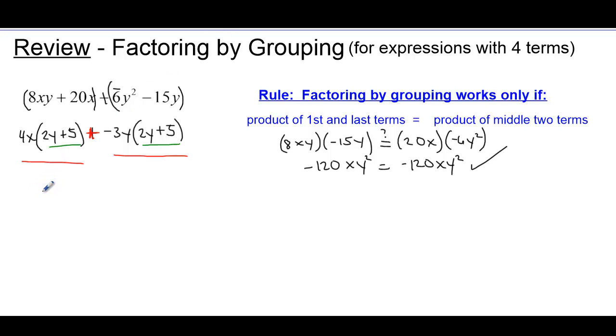So now what I'm going to do is pull that factor, 2y plus 5, off of each of my big red terms. And what do I have left? That's my other factor. On the first term, I have 4x, and on the second, I have negative 3y. And so now I'm done factoring, and those are my 2 binomial factors of my original polynomial. You can check that by multiplying back out.